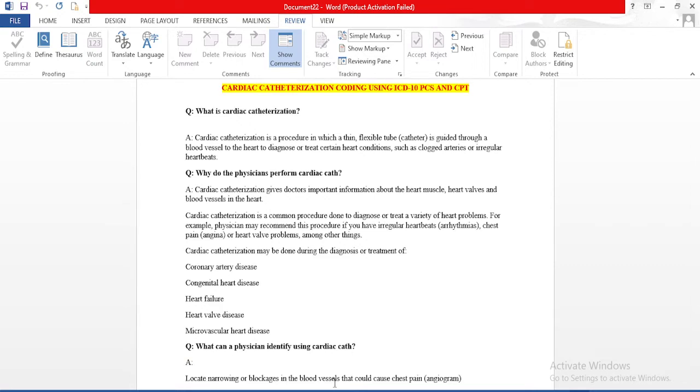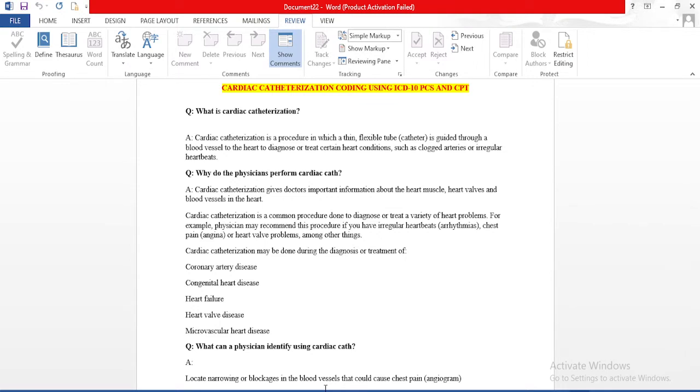Guys, whenever we code any procedure, we need to know the indication for that procedure. So here our topic is cardiac catheterization. First we need to know what is cardiac catheterization, what is the indication for cardiac catheterization, and what the physician will get using the cardiac catheterization process. So here our first question is, what is cardiac catheterization?